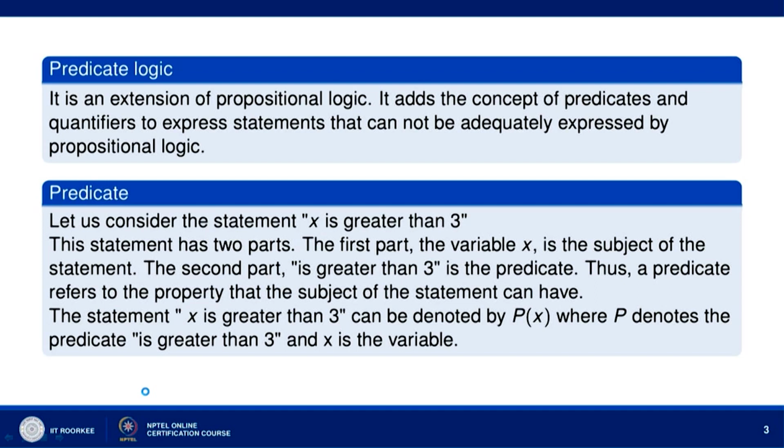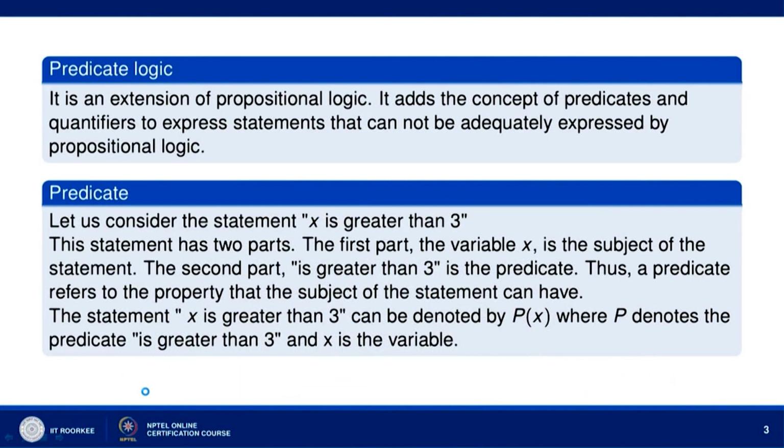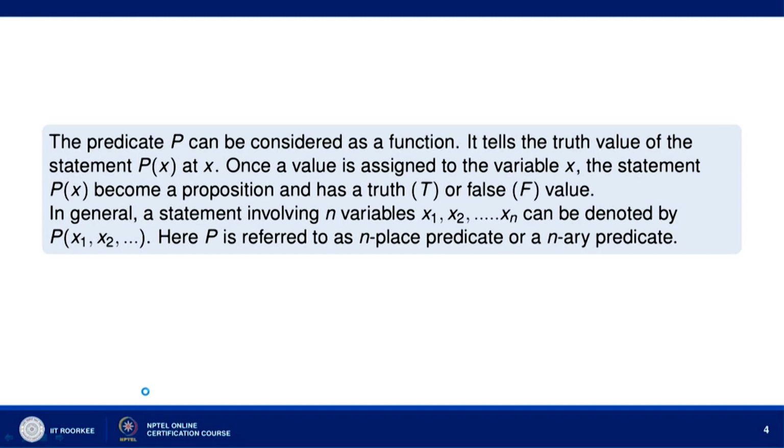The statement x is greater than 3 can be denoted by p(x), where p denotes the predicate is greater than 3 and x is the variable. The predicate p can be considered as a function. It tells the truth value of the statement p(x) at x. Once a value is assigned to the variable x, the statement p(x) becomes a proposition and has a truth value denoted by T or a false value denoted by F.